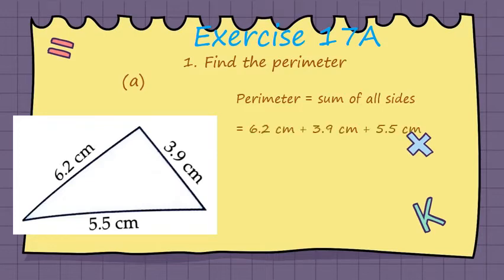So 6.2 centimeter plus 3.9 centimeter plus 5.5 centimeter, which is equal to 15.6 centimeter. So the perimeter of this figure is equal to 15.6 centimeter.